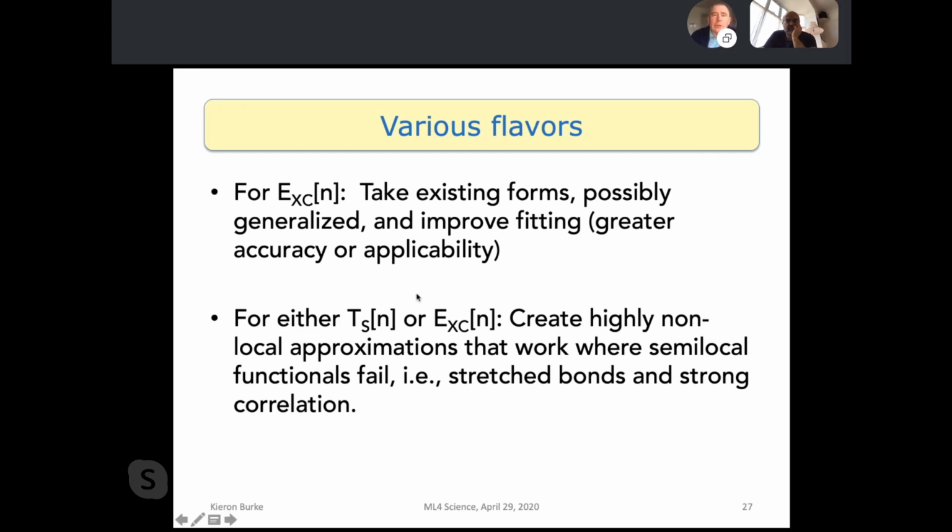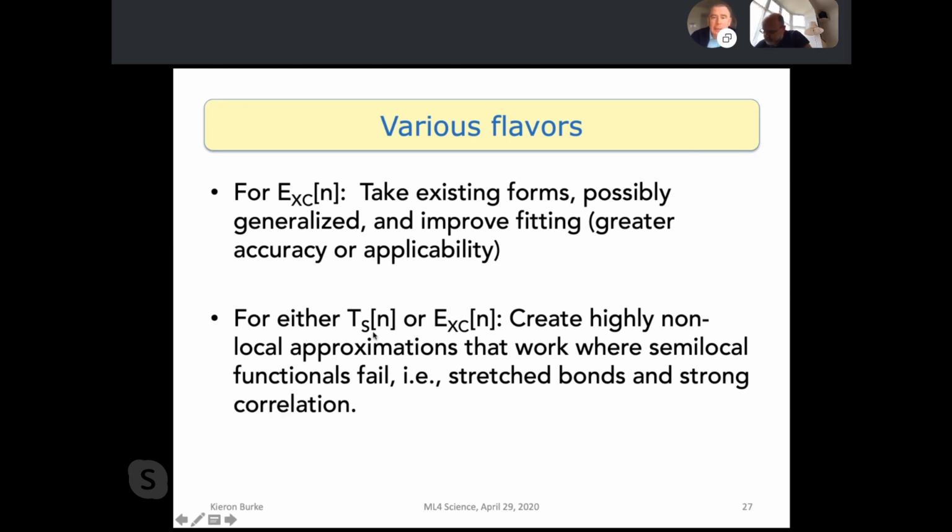I'll talk about two versions of this. One is the exchange correlation, which is the one that most people working to develop density functional theory focus on, because that's the one that you need in all those calculations. But then also we'll do a lot with this T_S[n], which is the kinetic energy of the Kohn-Sham electrons. And again, if we had an accurate version of that, we could avoid solving the Kohn-Sham equations.